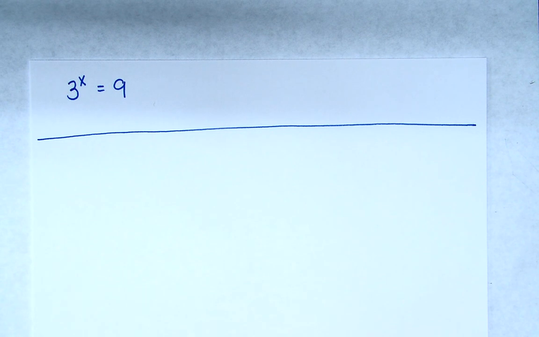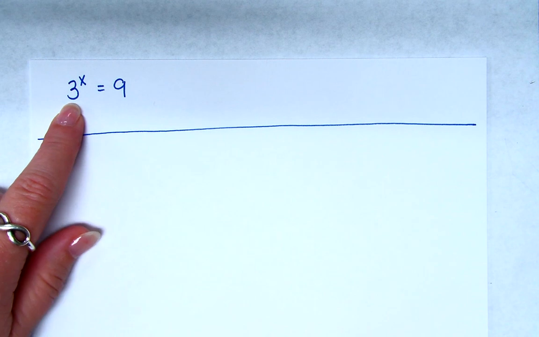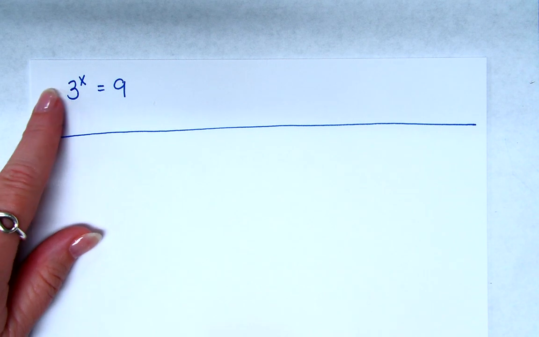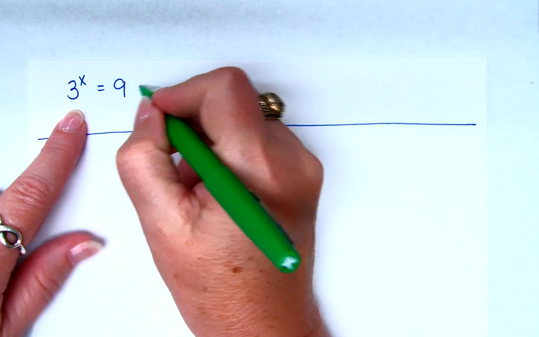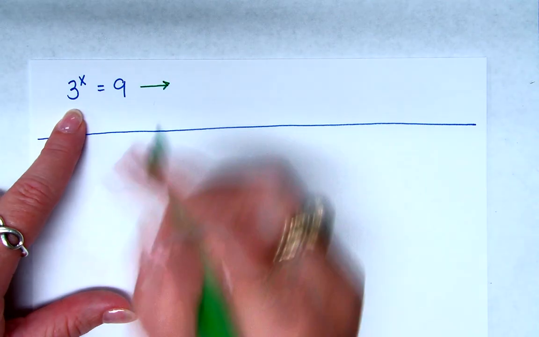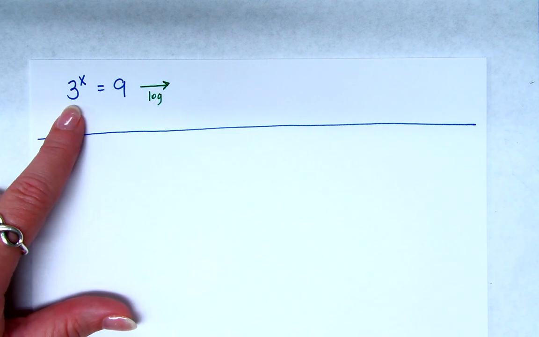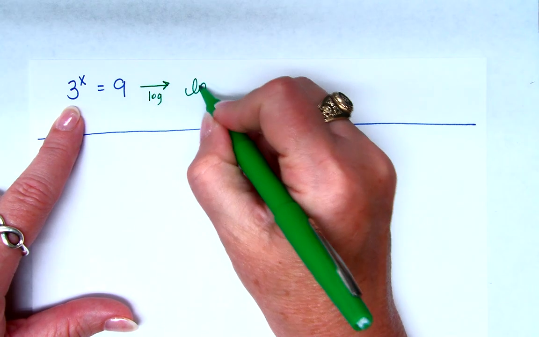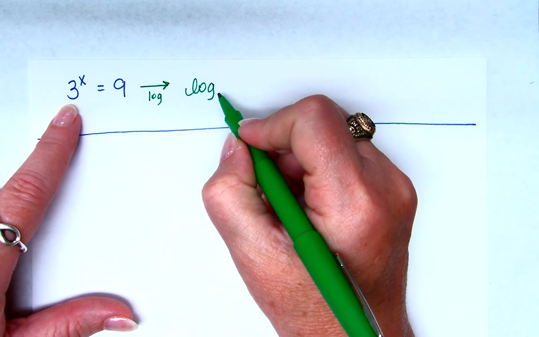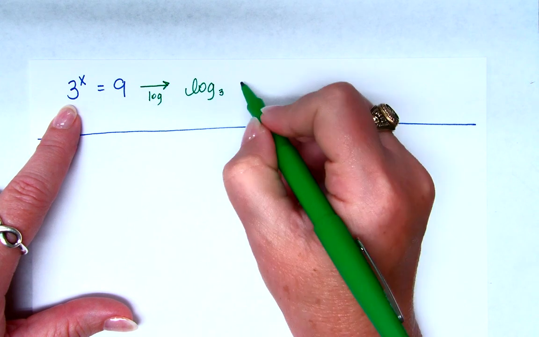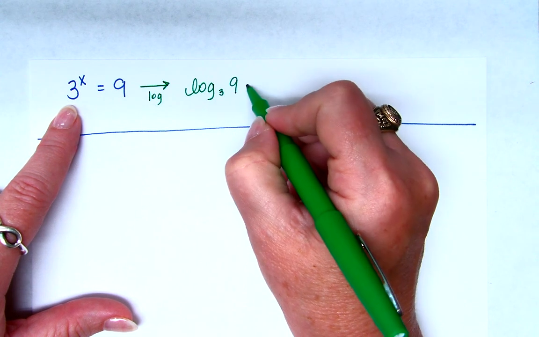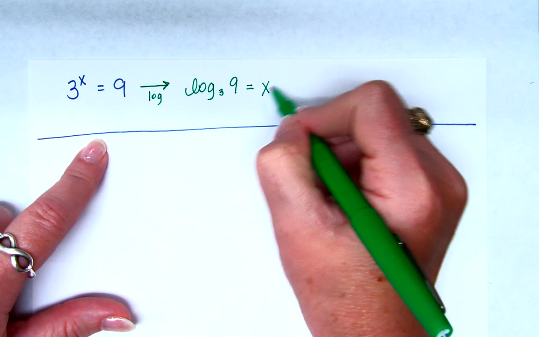Okay? So when the base is isolated, this base is isolated, isn't it? There's nothing being added, subtracted, multiplied, or divided to this base. When the base is isolated, we want to write it in logarithmic form. What does this look like in logarithmic form? Well, we did that a couple days ago, right? Log base what? What's the base here? Log base 3 of 9 equals x.